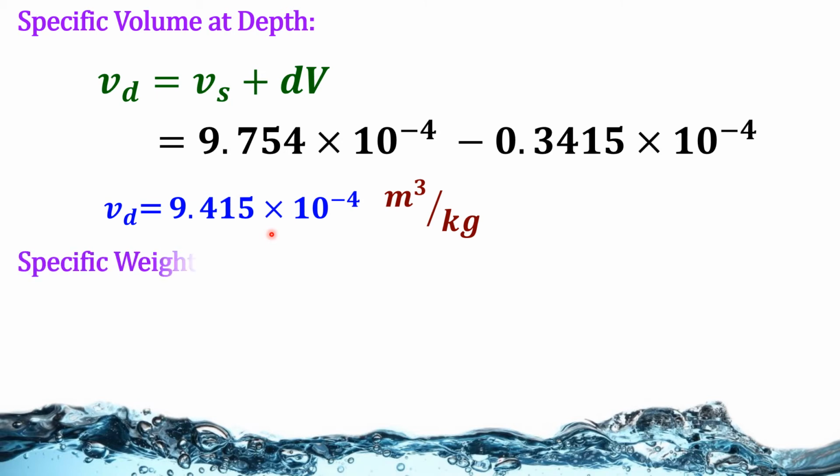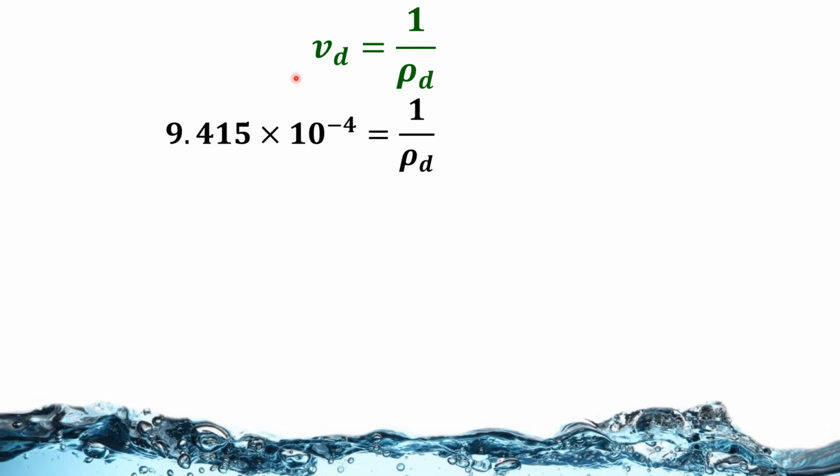Next, we are going to calculate specific weight at the depth, where Wd is equal to rho d into g. In order to calculate the specific weight at the depth, we need the density of the liquid at the depth. So we use the formula: specific volume is equal to 1 by rho. We know the specific volume at the depth. With respect to this data, we calculate the density at the depth. Substituting the Vd value, we get the density at the depth as 1062.19 kg per meter cube.